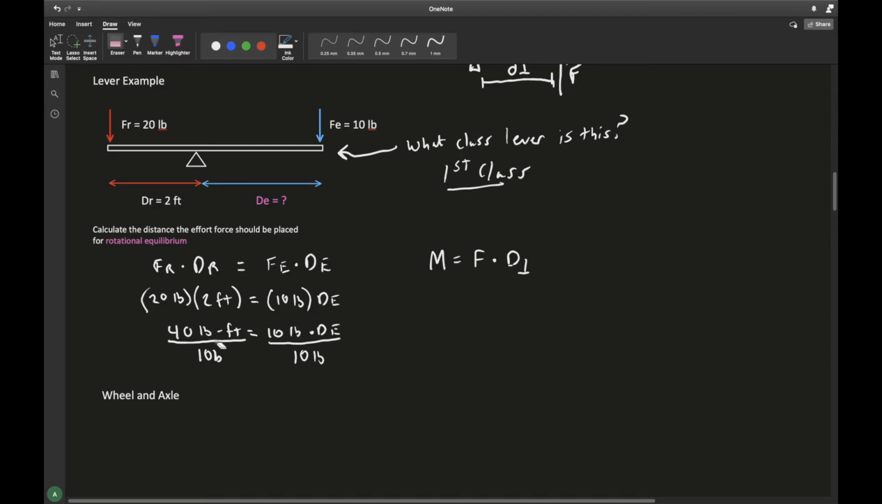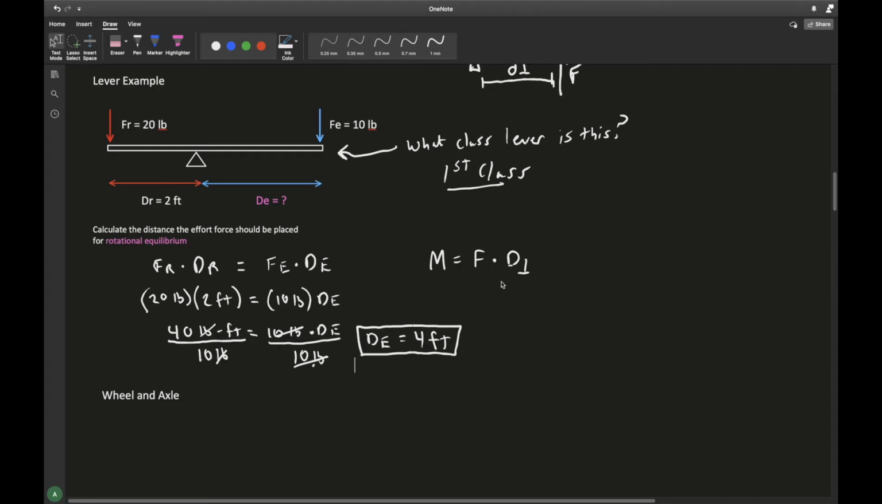Let me write that unit just a little bit better here. And this is going to cancel out the 10 pounds on the right side, and it's going to cancel out the pounds unit on the left side. So I'm left with just feet, which makes sense. And 40 divided by 10 is equal to 4. And so I am left with 4 feet.